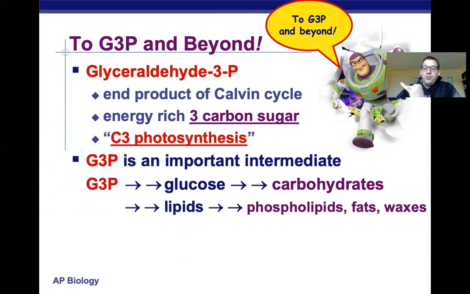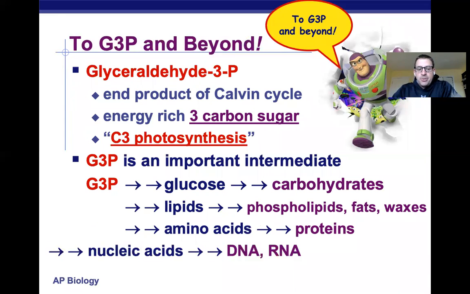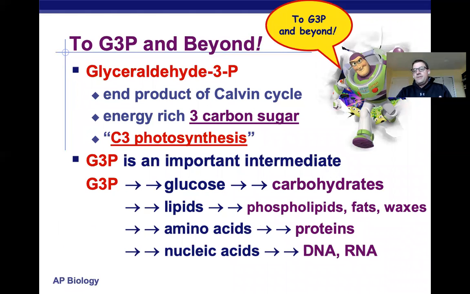It's the starting material to build their lipids that they need, phospholipids for the cell membrane, fats they need for storage, waxes to cover their leaves. It is a starting material for building any of the amino acids they need to make their proteins, the starting material to make any of their nucleic acids, their DNA and their RNA. So G3P is this really important intermediate molecule. It's storing a lot of energy because it's got a lot of carbon, hydrogen, and carbon-carbon bonds, and it is used by the plant to build every other molecule that it needs. Because remember, plants don't eat anything, right? They have to build all of their own organic molecules.